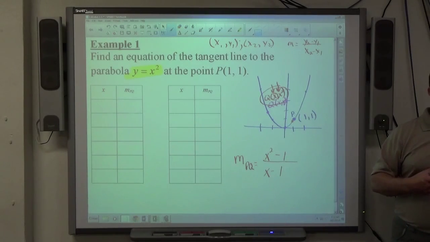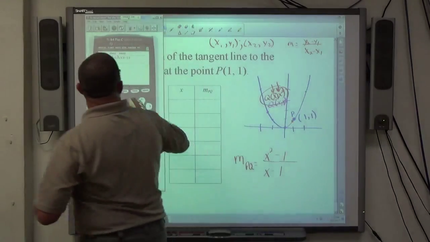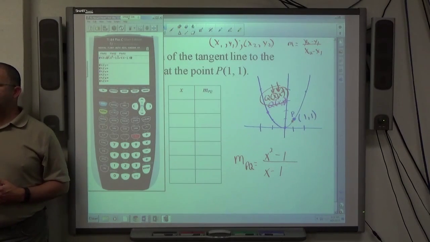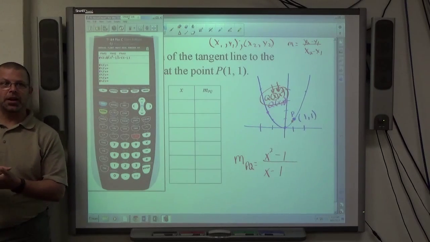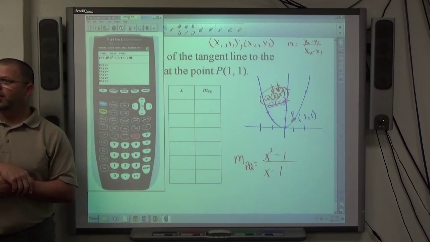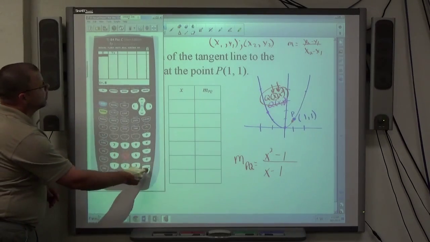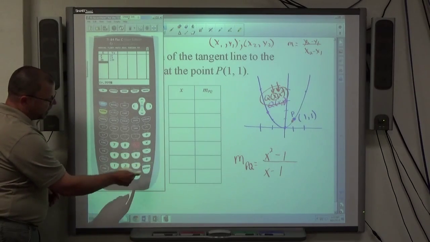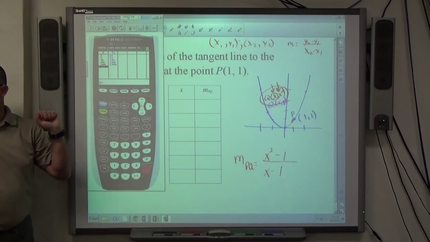So I might be able to make an educated guess as to what the slope should be based on what I'm seeing. So if I go to my table and I start picking values close to P, I'm going to start off with 0.5. That's not very close. Then I'm going to go to 0.9, 0.99, 0.999, 0.9999. Just keep on getting closer. So watch, if I go to my table, I'm going to try this. So 0.5 first, then 0.9, 0.99, 0.999, 0.9999. Every one of those is giving me nice, friendly answers, right?